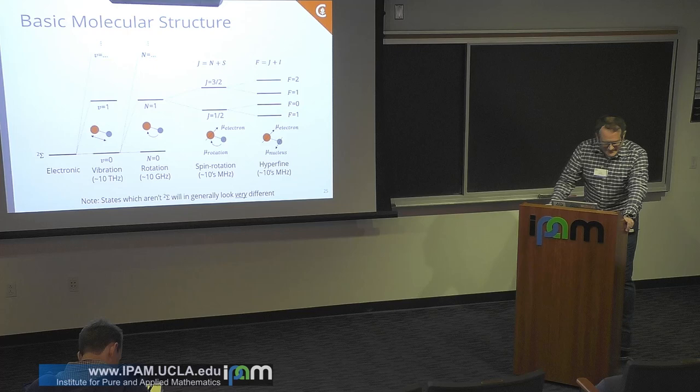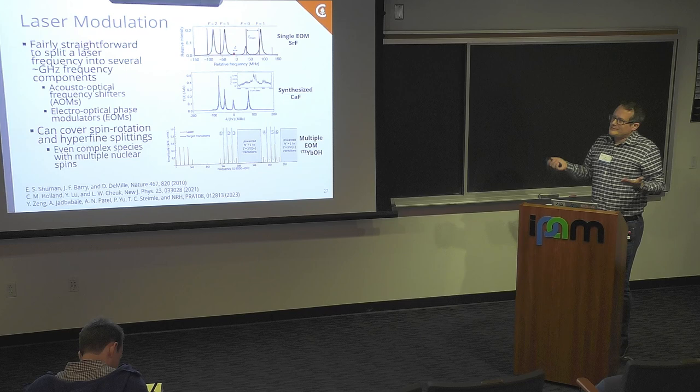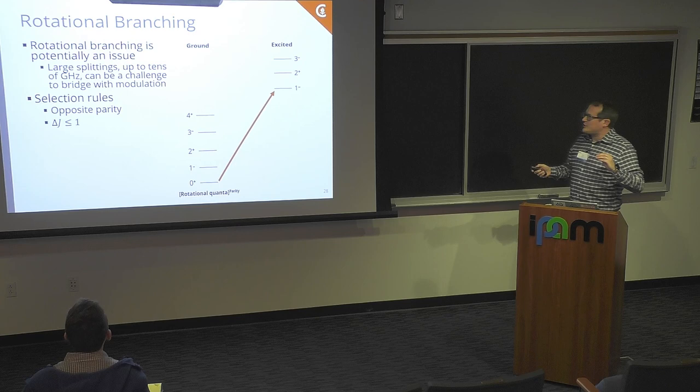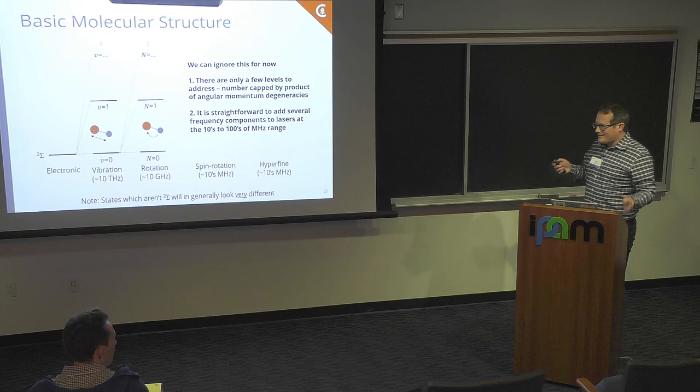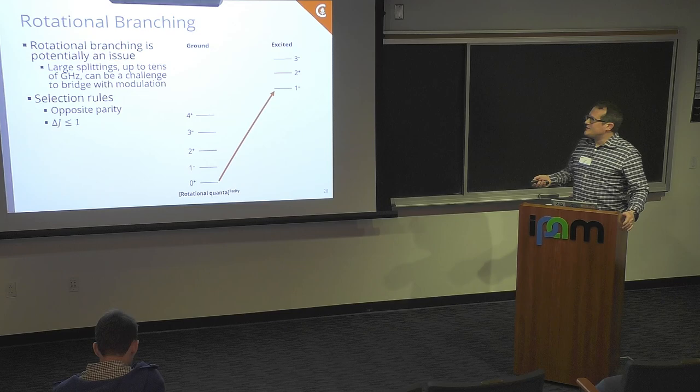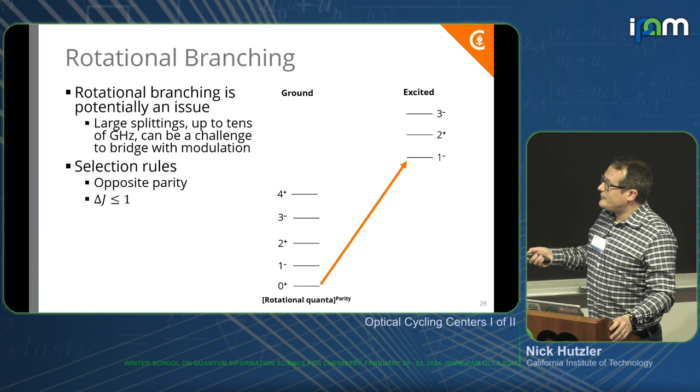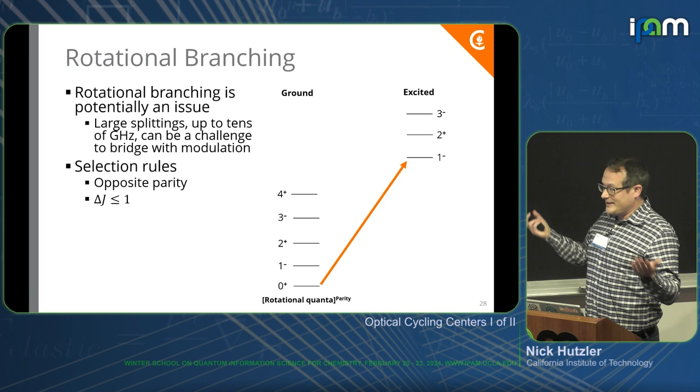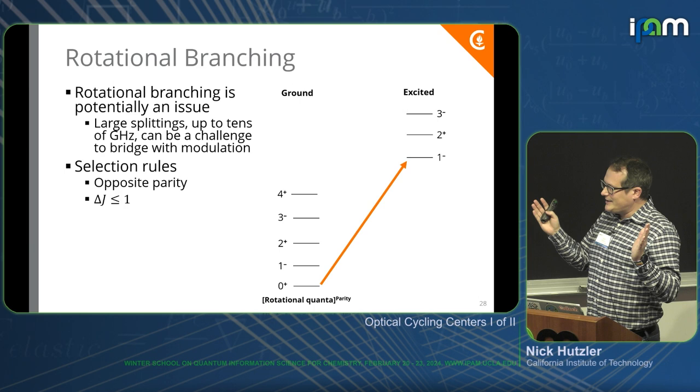So you can basically make these go away. So I won't talk about them really anymore. Those are gone. Forget those. But rotation is left. I didn't block that one out because neither of these really apply to rotation. Because first of all, there's a bunch of rotational states. And second of all, the splitting between them, at least for these types of molecules, is typically tens of gigahertz, or even up to 100 gigahertz. And that, it turns out, is kind of hard to bridge by just modulating your laser.